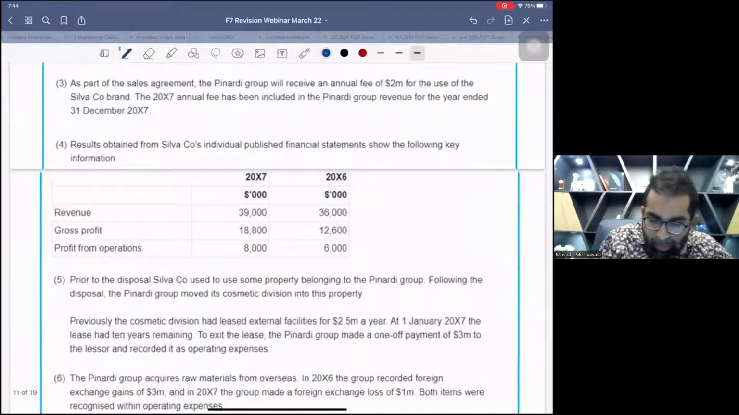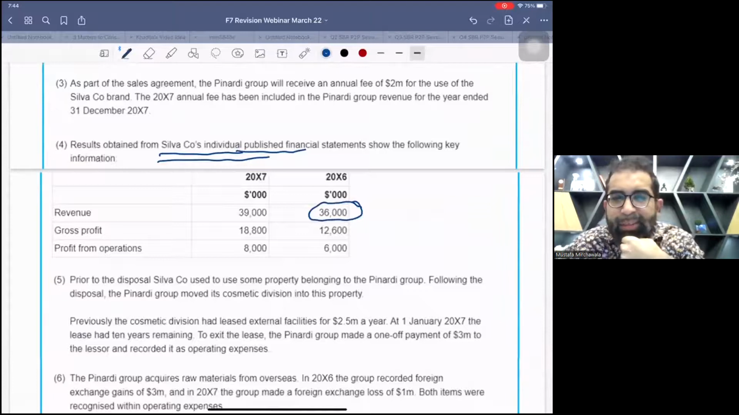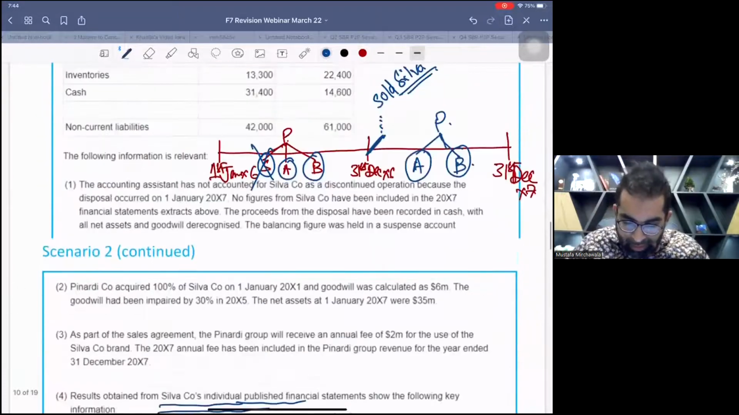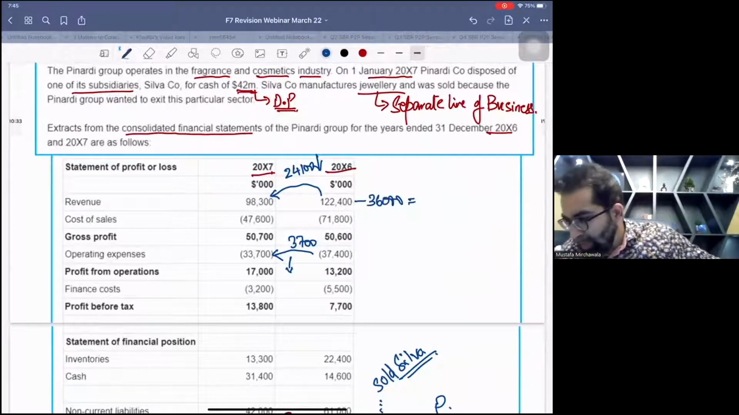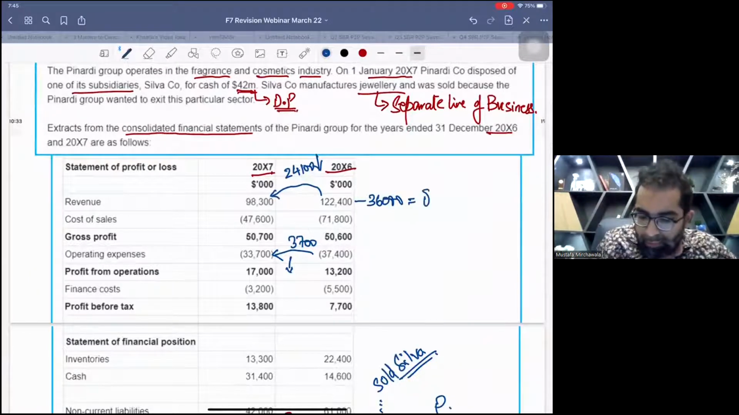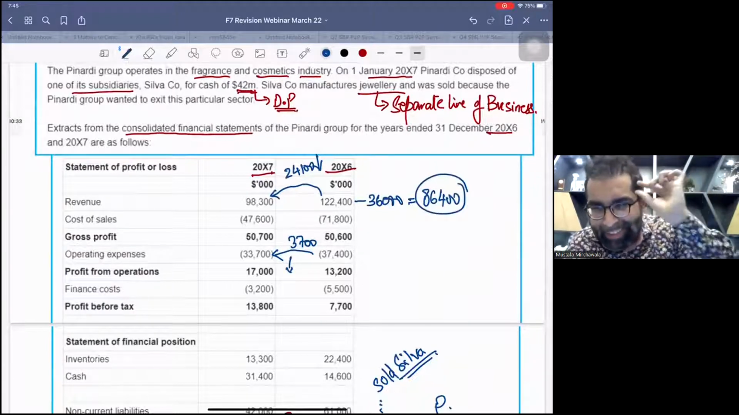See this. Results obtained from Silva's individual published financial statement. Can you tell me what is the revenue of Silva last year? It's 36,000. Okay, last year. Go back to the above income statement. Just subtract 122,400 minus 36,000. It's 86,400. Please just think over it.